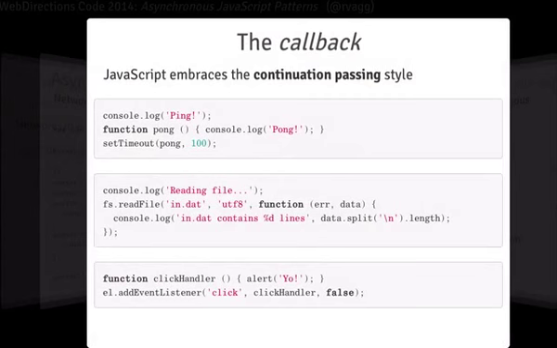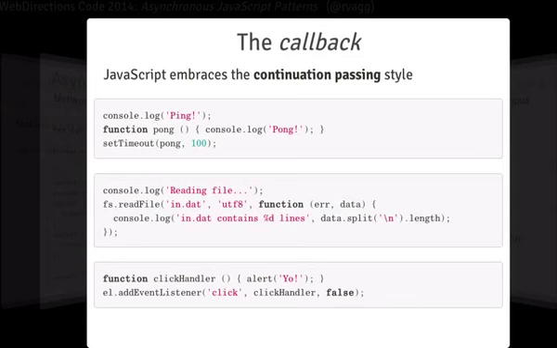The callback. JavaScript embraces what is called the continuation passing style. And this is not new. This has been around for a long time, and you can do it in most languages in some form. But JavaScript does it really well. Continuation passing means that when you're executing a program and you submit some operation, you are saying, I want you to continue with this code when you're ready to continue.